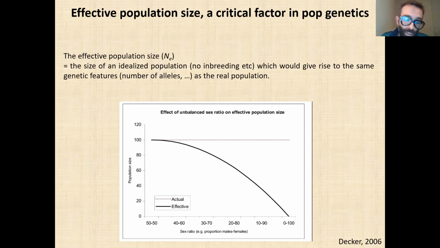And of course, in the next generation, if the sex ratio is maintained, it's exactly the same, and it's getting worse and worse because even all the females inherit alleles from one single individual that was a male.